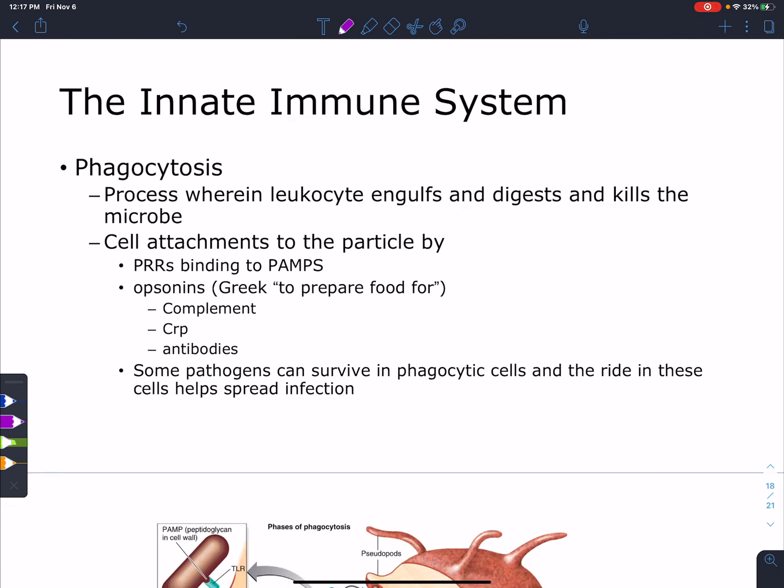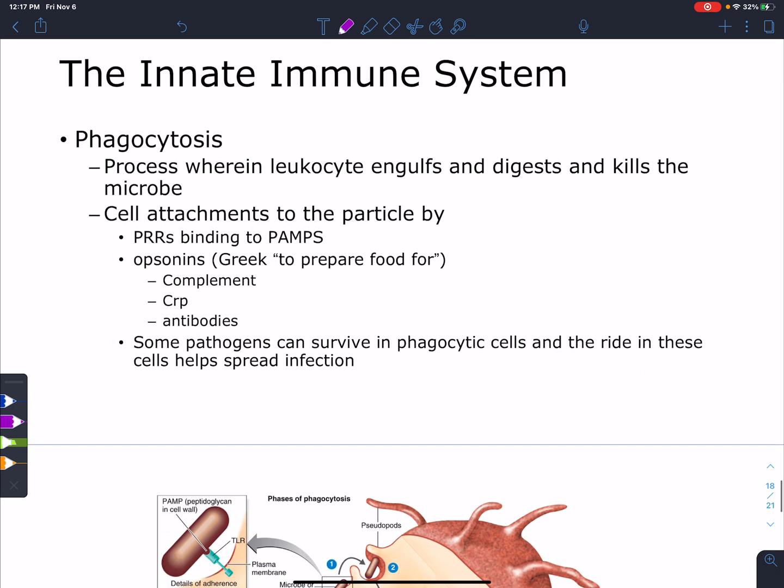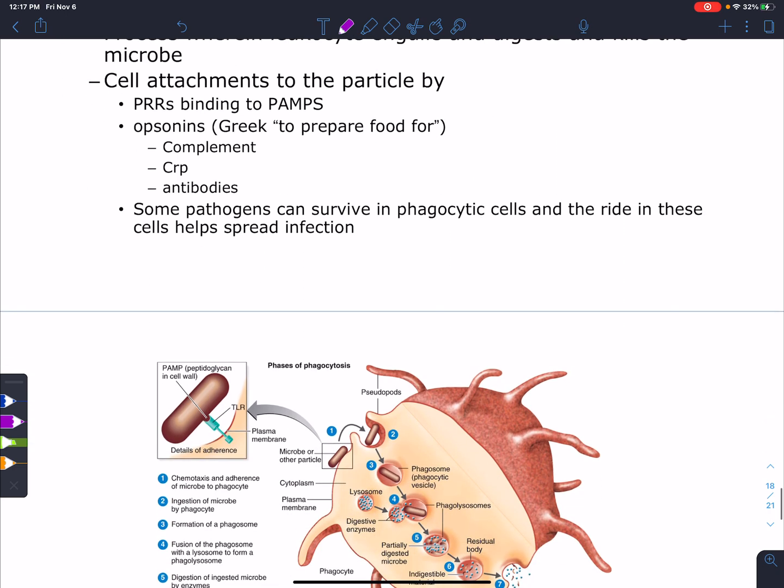We pretty much know what phagocytosis is. We talked about this before. Okay, it's the process wherein the leukocyte engulfs and digests and kills the microbe. Okay, the cell attaches to the particle. You might see these PRRs and PAMPs, and they do talk about them in several of the videos. Those are just things that are on them. It says the peptido down here. You can see it, glycan in the cell wall. Okay. It recognizes those and binds it. You don't have to memorize that at this point.